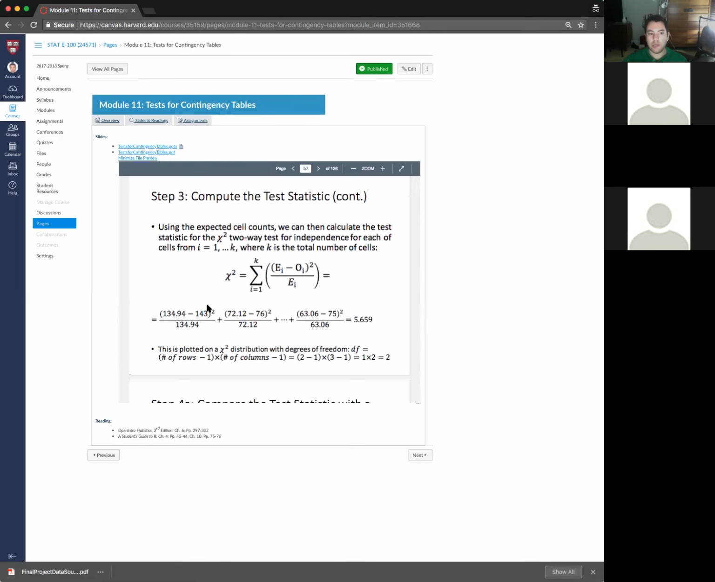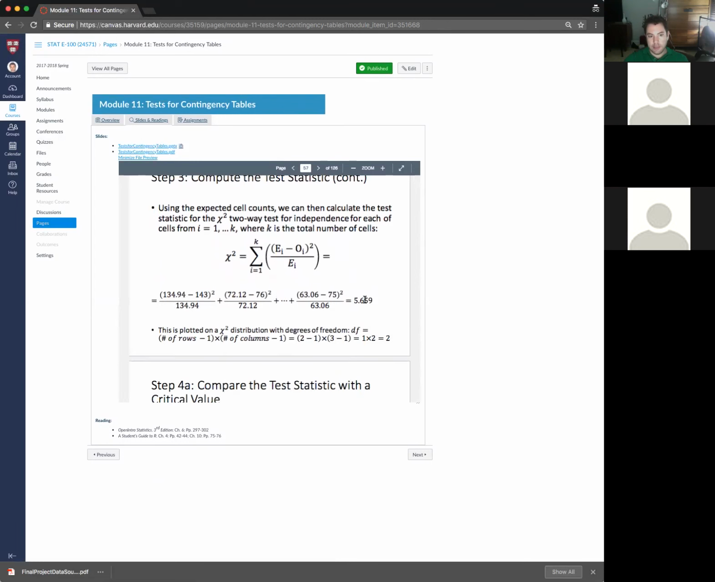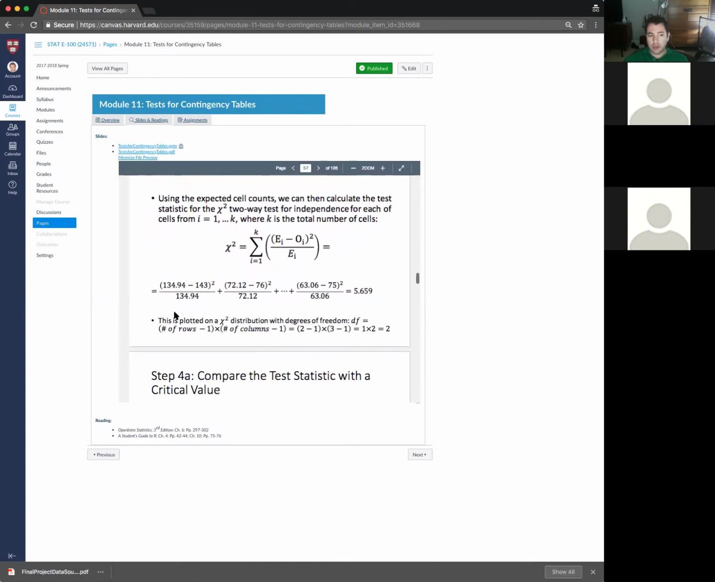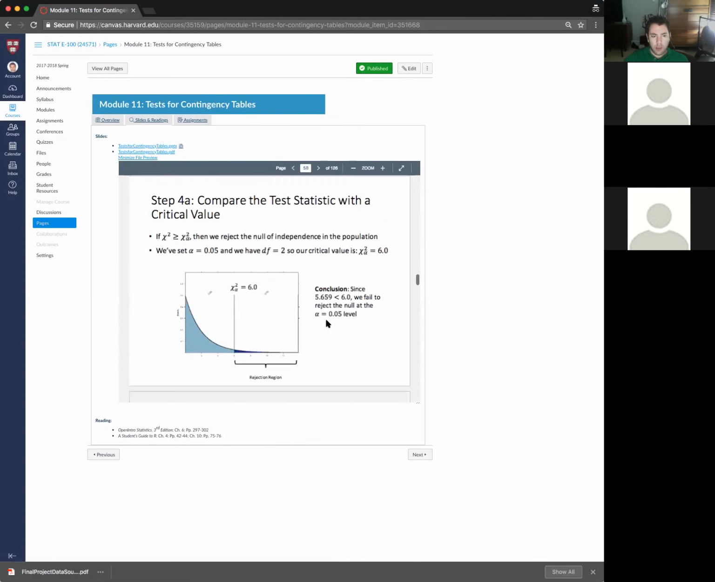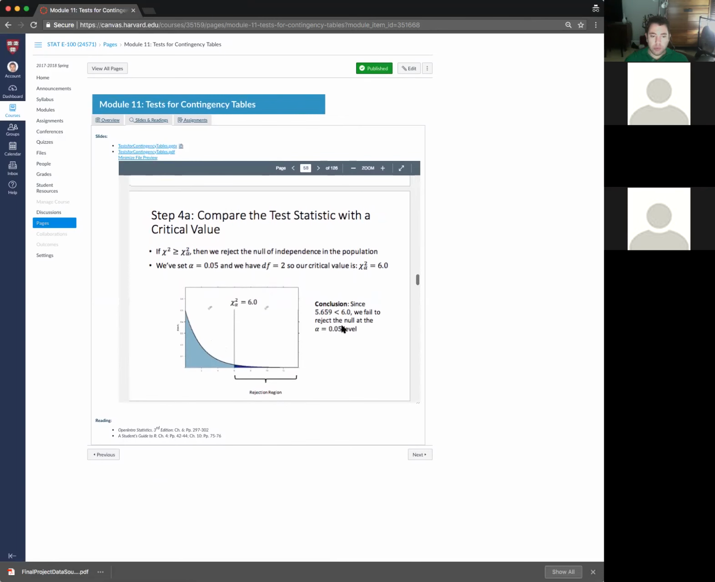test. We're going to take the expected minus the observation, squared divided by the expected, and then we get a test statistic. So here, our test statistic was 5.66, right? And our degrees of freedom we said is 2. And we're going to compare it with the critical value. And remember, we said that the critical value was 6, and our test statistic is 5.66, which is less than 6. So we will fail to reject the null hypothesis at the 5% significance level.